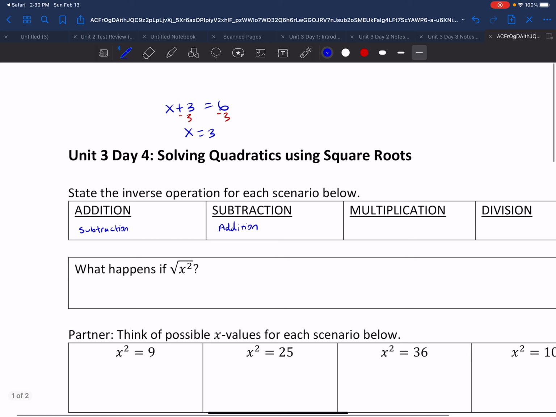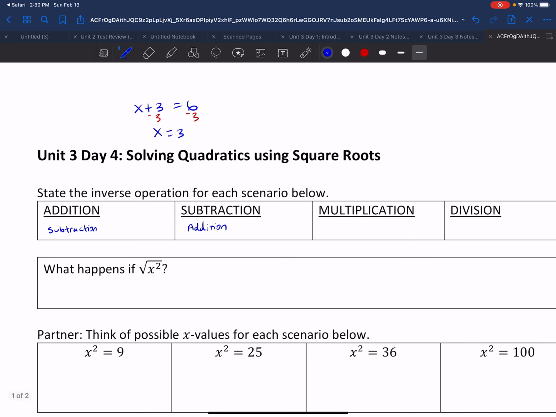For multiplication and division, if I have something like 2x is equal to 6, what do I need to do? This 2x is the same thing as 2 times x. The opposite of multiplication is simply division. So I divide both sides by 2, and this is my answer. The opposite of multiplication is division, and the opposite of division is multiplication.